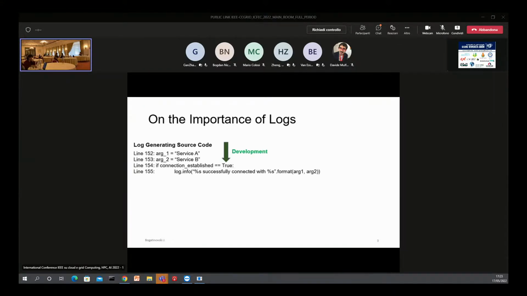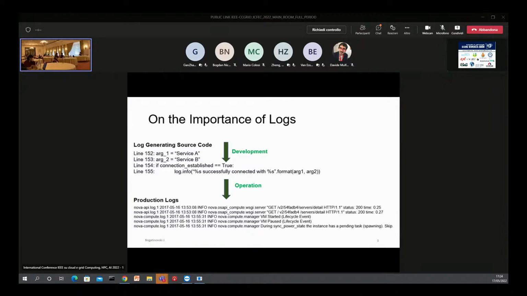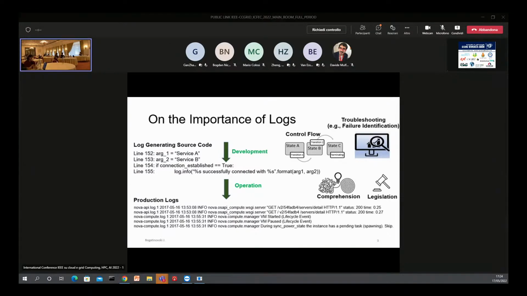Logs are generated from log instructions written in the source code during development, to record some important events. Once the line is executed, we obtain the logs, and these logs can give us information that can be used for many different purposes, including troubleshooting, control flow, system communication, and they can even have legal implications. They are very important. I will focus, as I said, on failure identification.